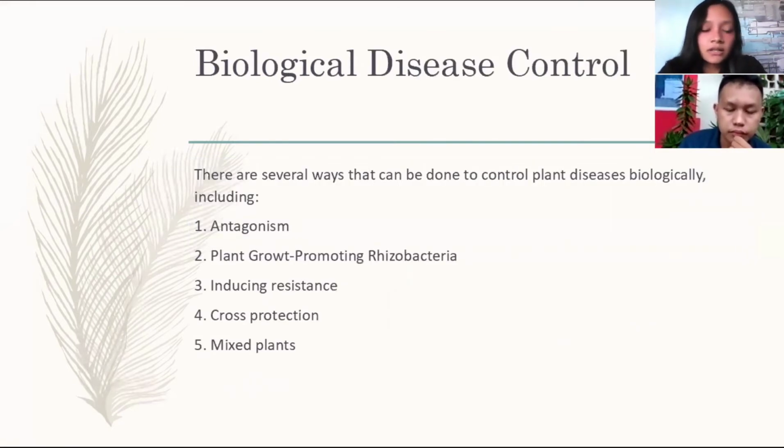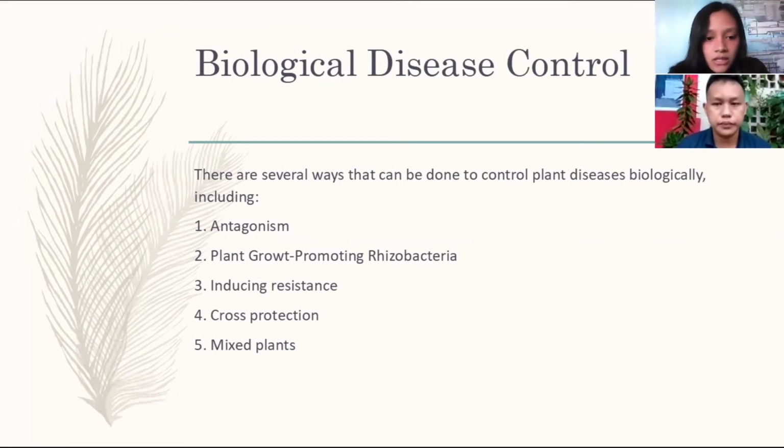Biological disease control. There are several ways that can be done to control plant disease biologically, including the first, antagonism. Antagonist maintenance, the application of control by using antagonistic plants as intercrop, for example Tagetes sp., or use of antagonistic organisms against pathogens such as Trichoderma sp. The second one is plant growth promoting rhizobacteria. Microorganisms in the rhizosphere have biological control activity against Pythium.